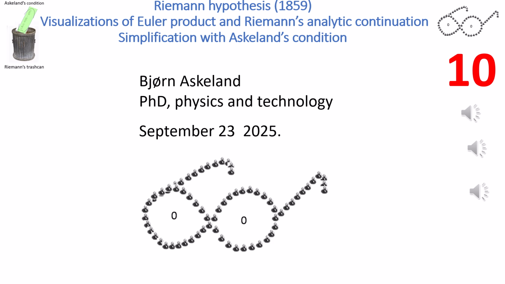This is my 10th video about Riemann's hypothesis. In this video, I'm going to show polar plots of the Euler product and of Riemann's analytic continuation. Then I'm going to show how the plots are simplified with Askeland's condition.